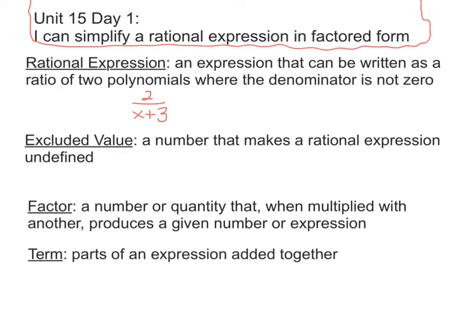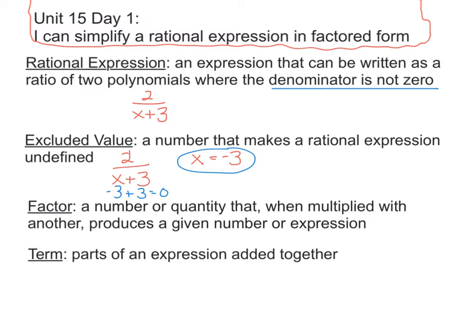An excluded value is a number that makes a rational expression undefined, which we probably won't talk about a bunch, but it's just good to know. So in that example, 2 over x plus 3, if x equals negative 3, the denominator would be negative 3 plus 3, which equals 0, which we can't have. Remember, the denominator is not 0. So x equals negative 3 is an excluded value. Okay, not going to talk about it much, but good to know.